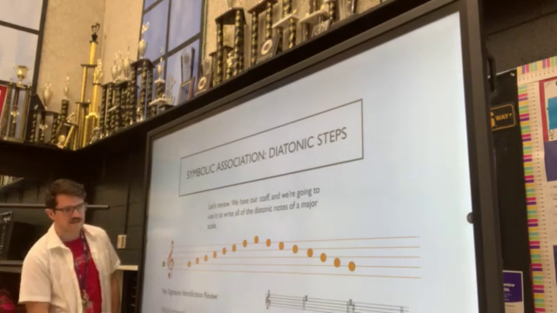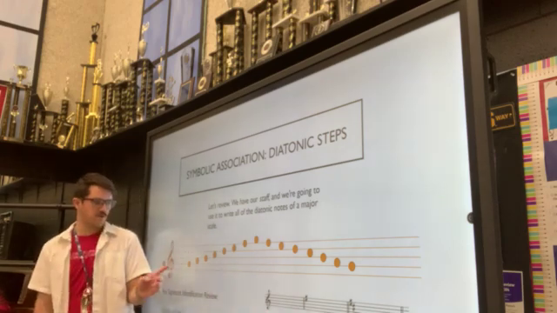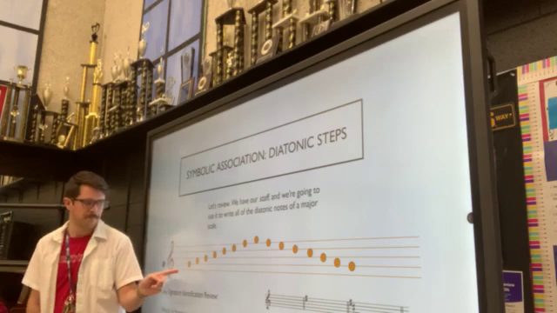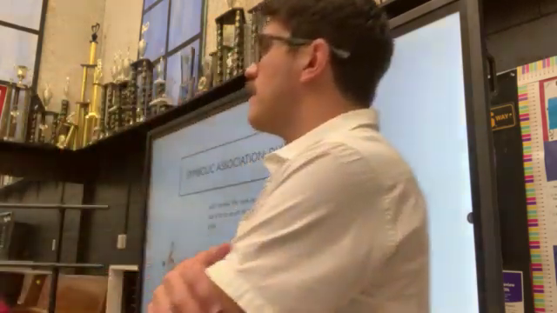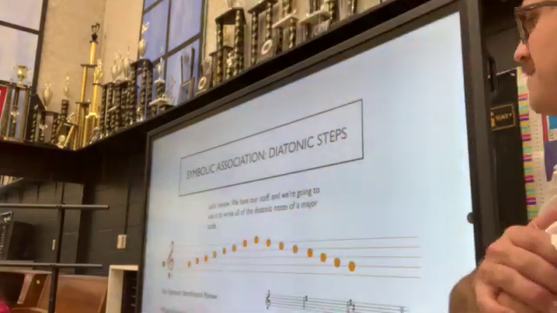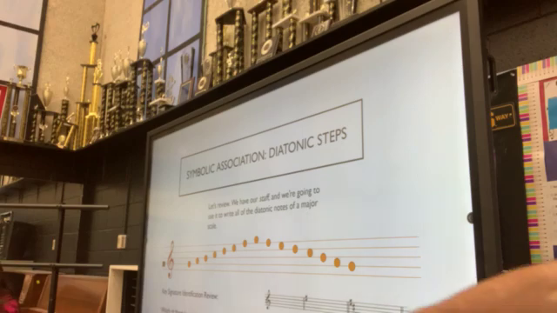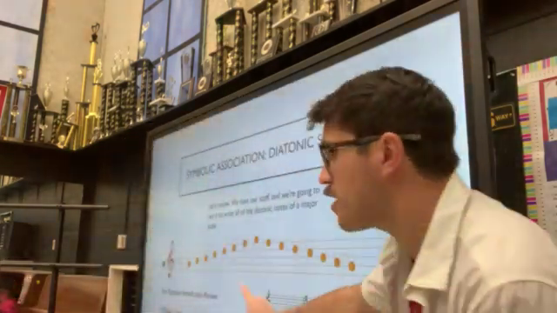So I need somebody to tell me which one of these is the key signature for G major when G is do. Kira. 1 sharp. It's 1 sharp. This one right here. Boom, you're correct because the last sharp is ti.